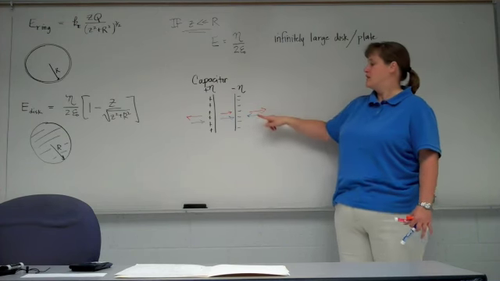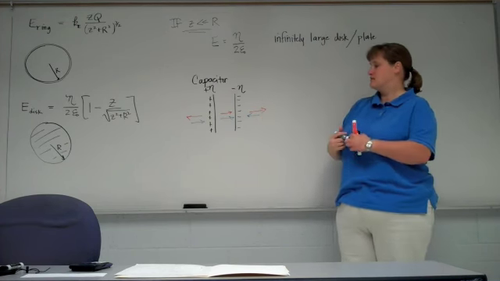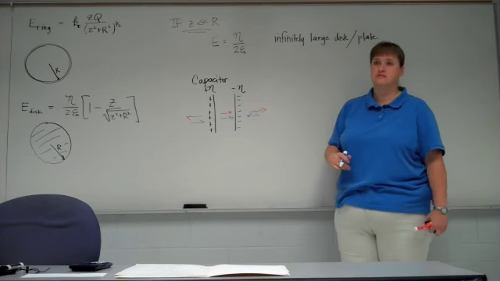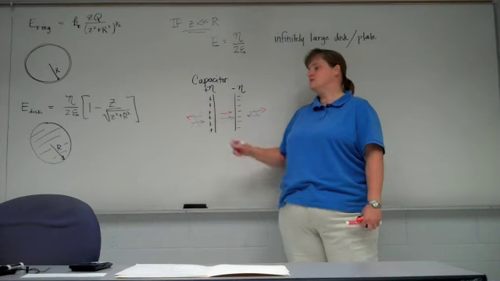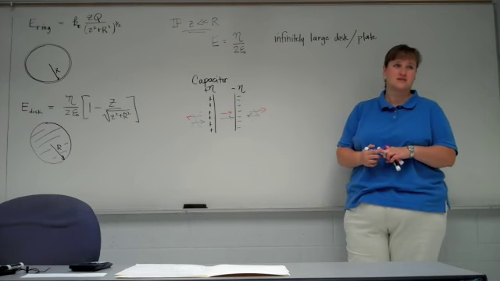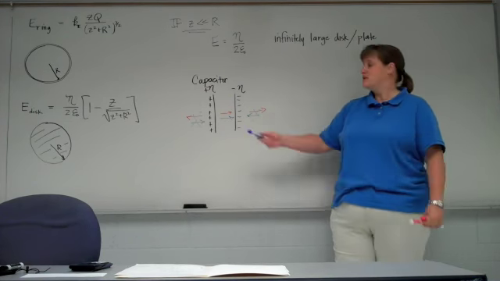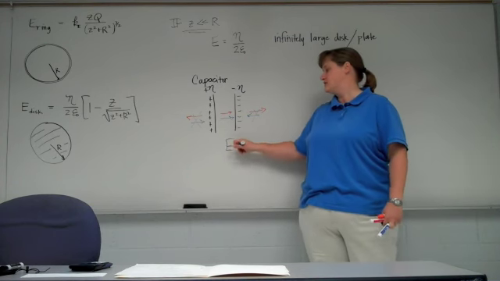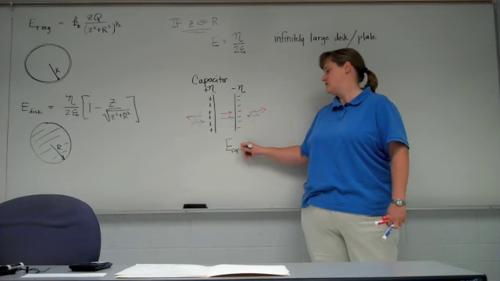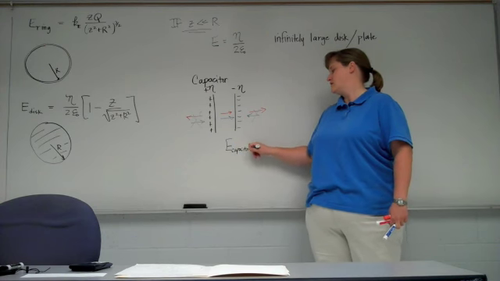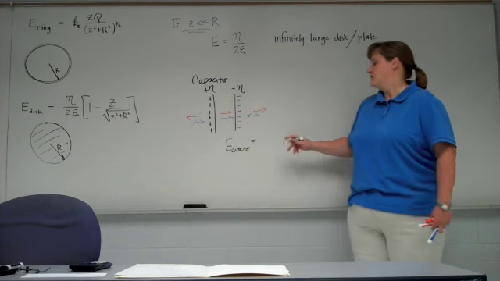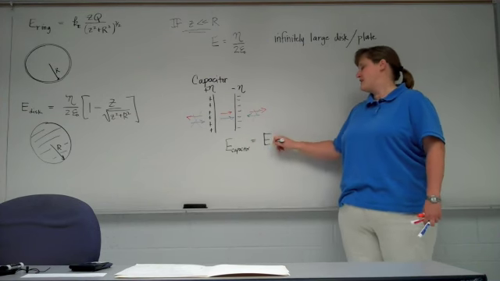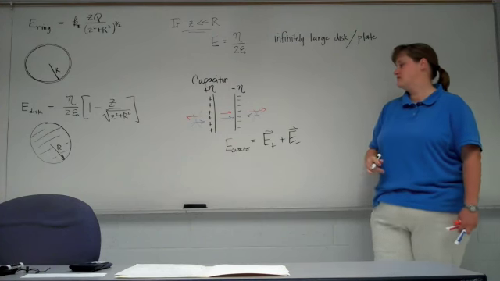Okay. That means these are going to cancel, and these are going to cancel, because they're in opposite directions, same magnitude. But these two are in the same direction. So the total electric field for the capacitor will be E for the positive plate plus E for the negative plate.